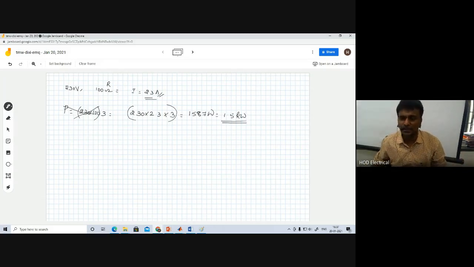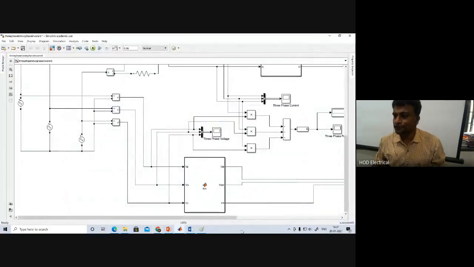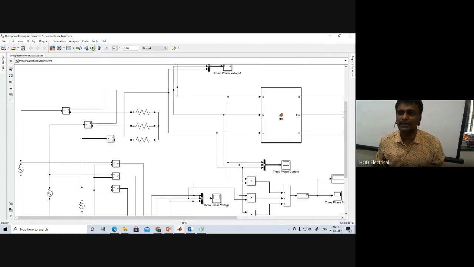So let me check whether this three phase power is the same as the two phase power by using our power invariant transformation. So now let me check this. I am running this simulation. So this is for 50 hertz, so 0.02 is nothing but one cycle, that means 1 by 50. So I have chosen here 4 cycles, so 0.08. Let me run this simulation now.